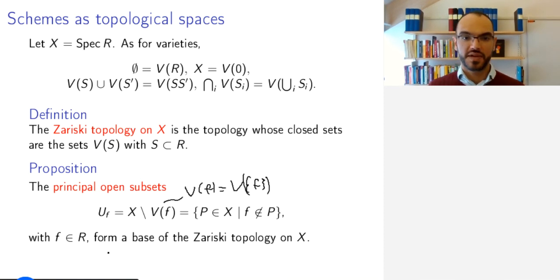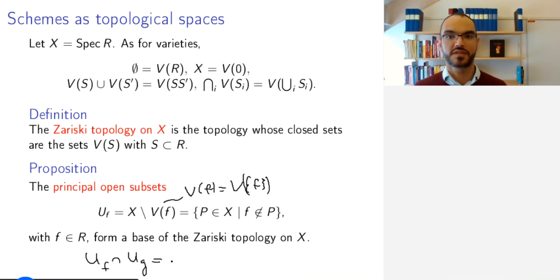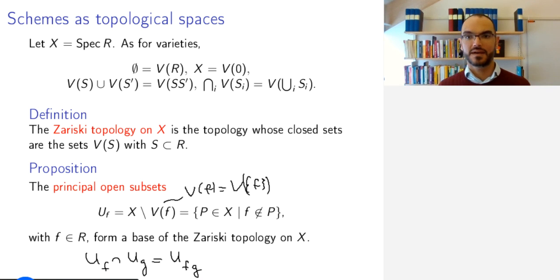To show that this is a base, what you need to show is that these cover the whole space, but this you get by taking f equals 1. And also that the intersection of two such things is principal open, or I mean contains a principal open subset, but in fact it is principal open. Thanks to the fact that our ideals are prime, you can show this exactly as you would do for the maximal ideal case. So now on our affine schemes, X equals Spec R, we have a topology, and so we have made them into topological spaces.